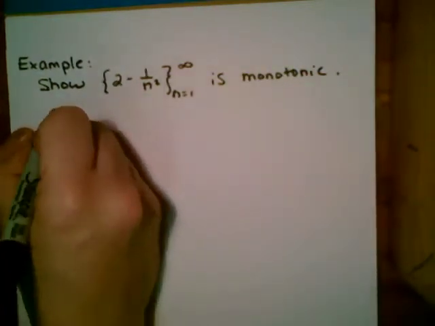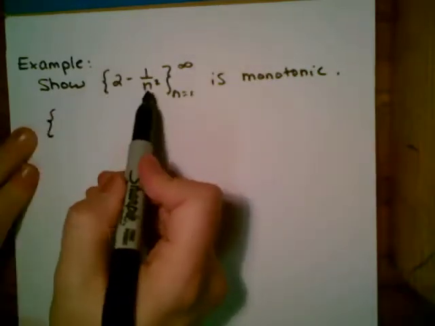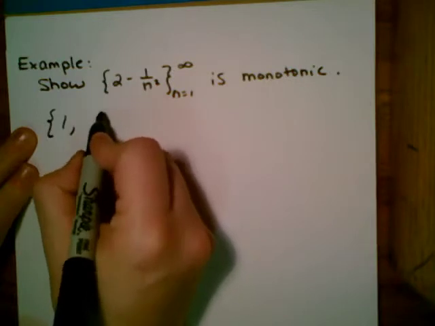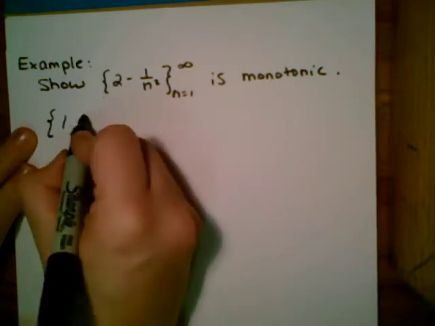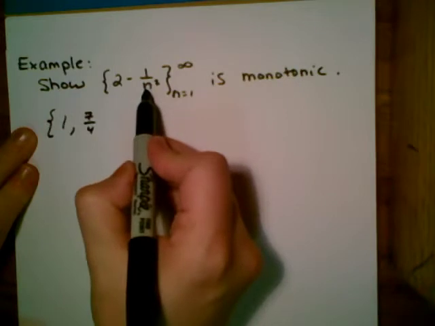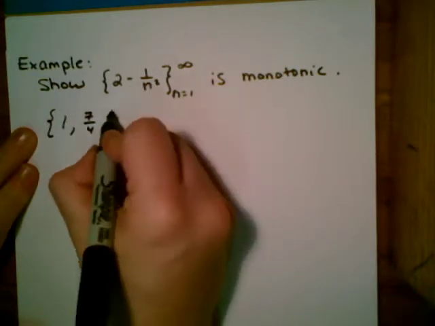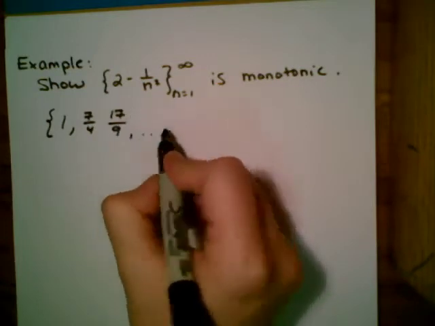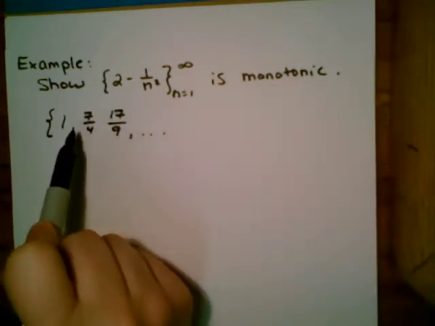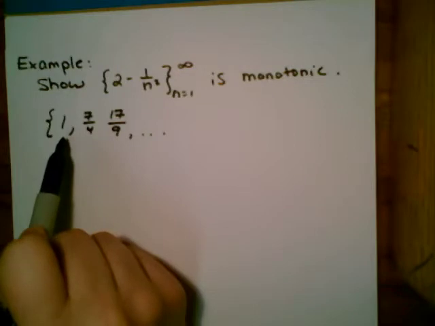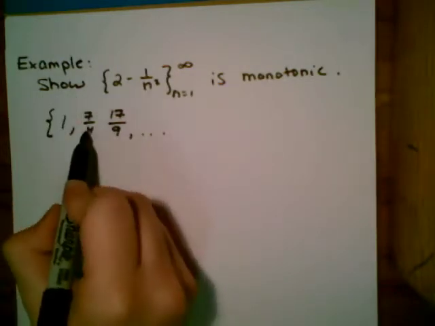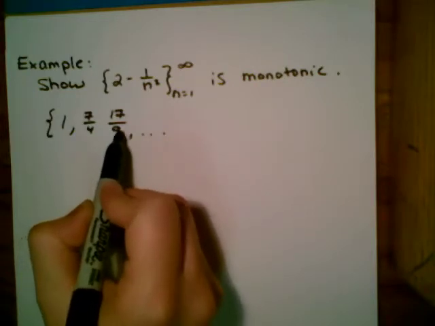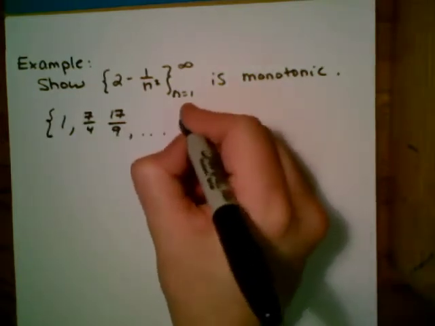Just to give ourselves an idea of which way it should go, let's let n equal 1. Then let n equal 2. Oh dear, what's 2 minus 1/4? 7/4. And when n equals 3, 1/9, would that be 17/9? Okay, so it actually looks like it's increasing, huh? Because we go up from 1 to 1 3/4, and then we're almost up to 2. We're up to 1 and 8/9. So we think it's going to be increasing.